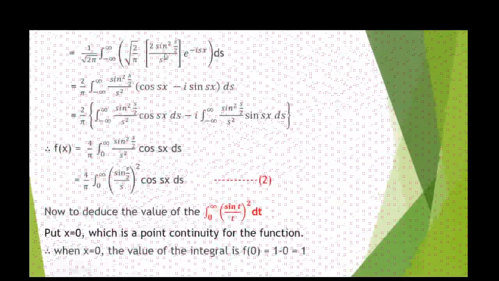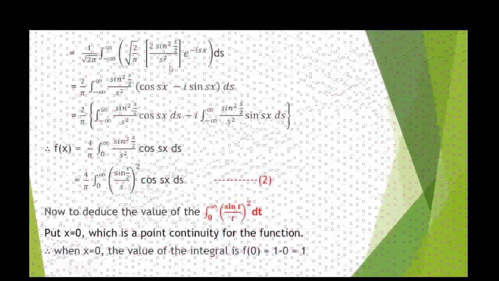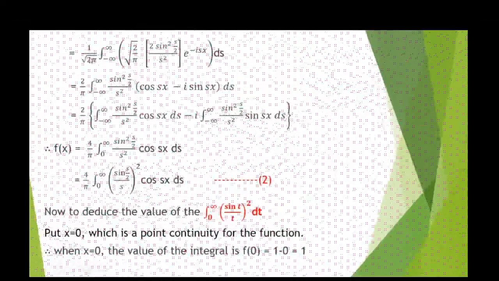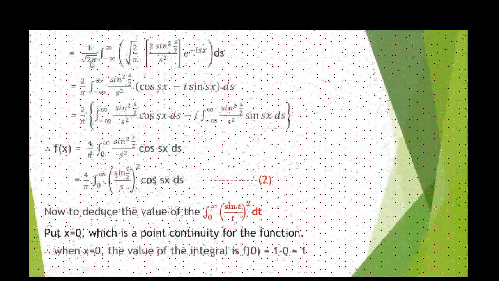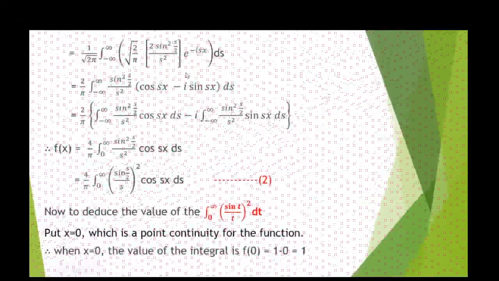Okay, so F of s is replaced by root 2 by pi, 2 sine square s by 2 divided by s square, and e power minus i s x. The formula for this thing is cos sx minus i sin sx, and root 2 and root 2 will be cancelled. Okay, then root pi into root pi is pi and this 2 is there. So 2 by pi integral minus infinity to infinity sine square s by 2 divided by s square into e power minus i sx.